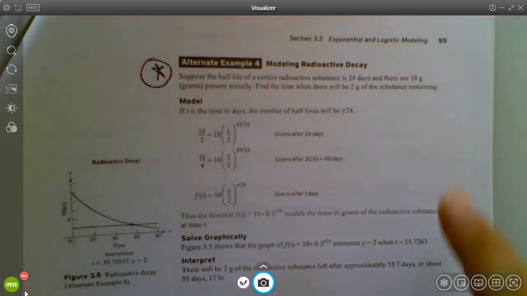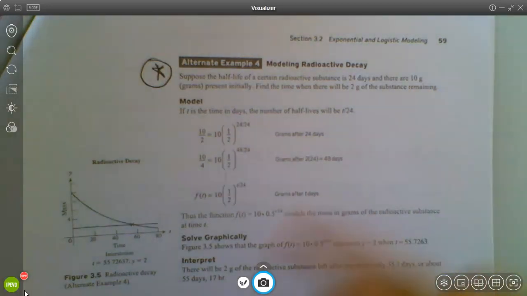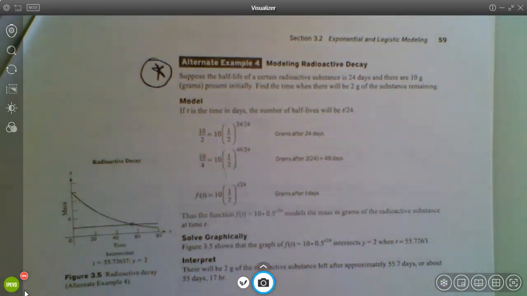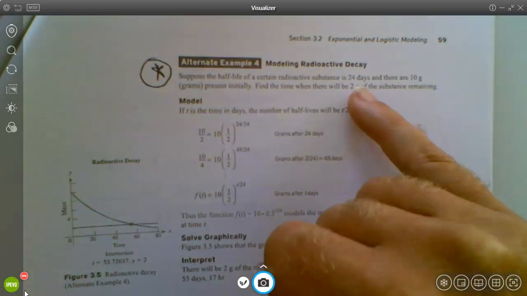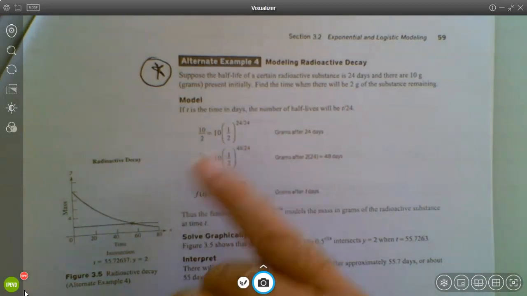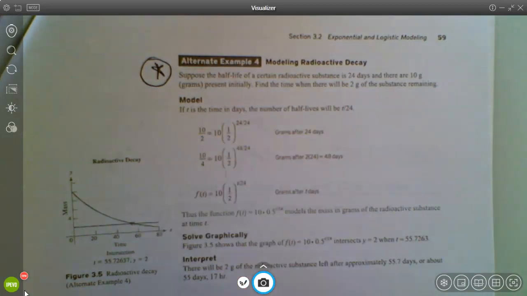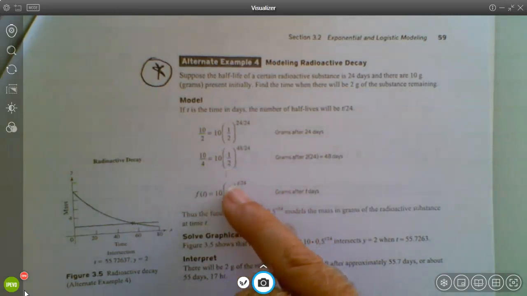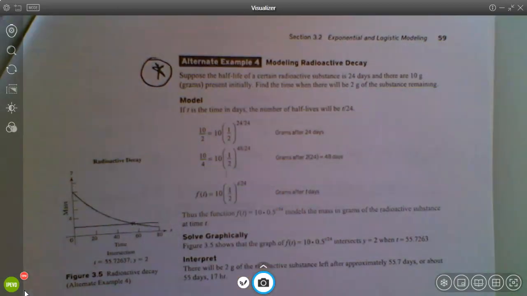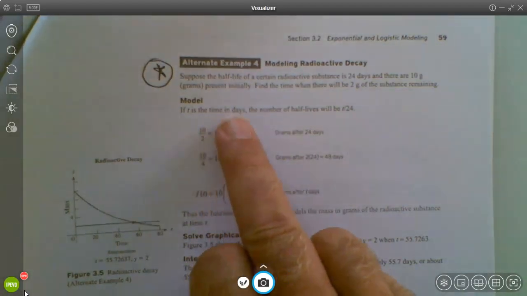So this one started with 10 grams, right? That was our initial amount. So notice that our leading coefficient is the 10. Because it's a half-life and it's being cut in half every 24 days, the 1/2 is our base. The tricky one is the exponent, right? So we are looking at periods of time per 24 days. So notice that T represents time in days, right?